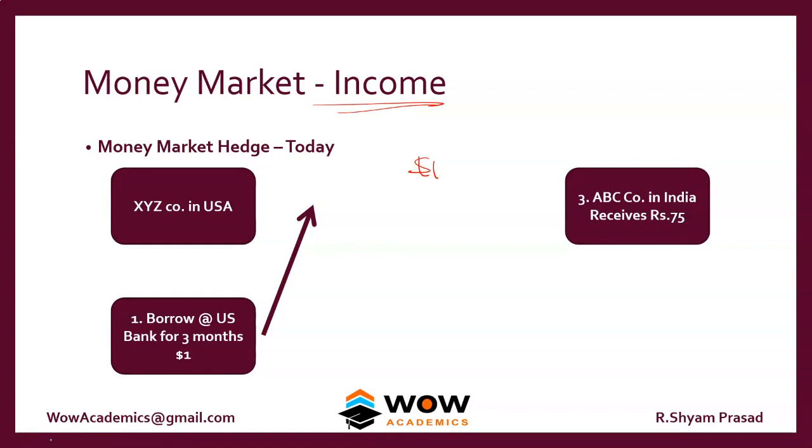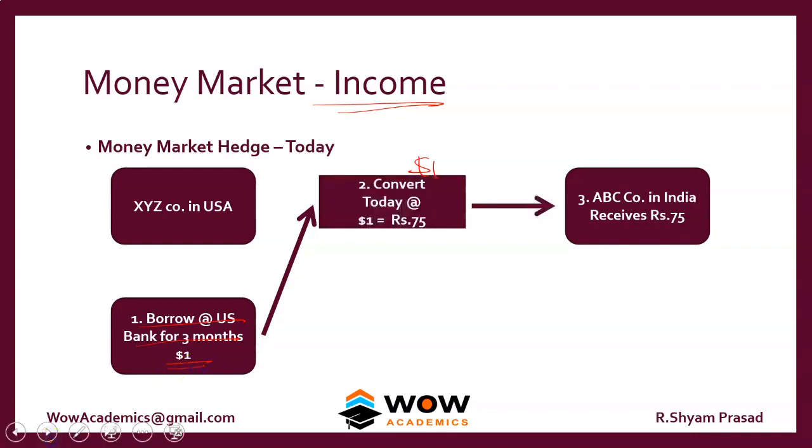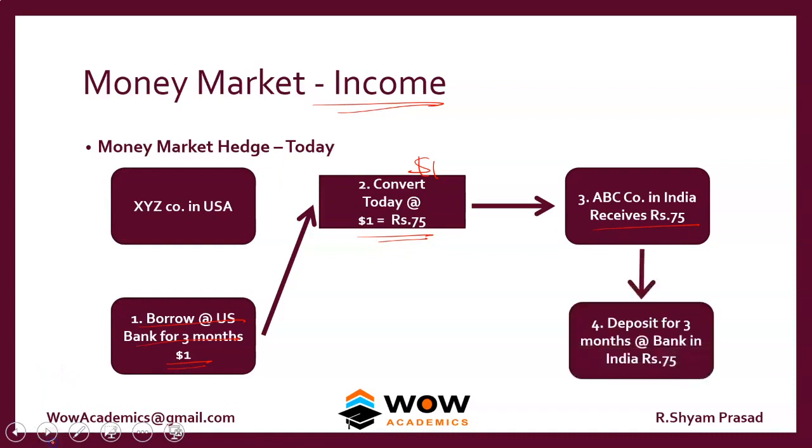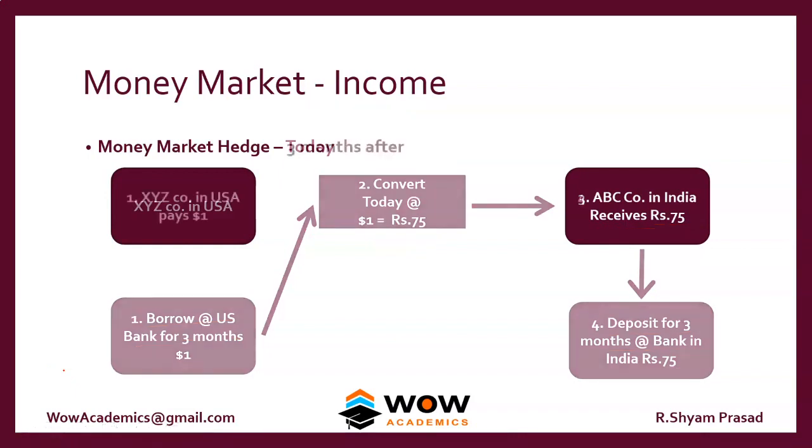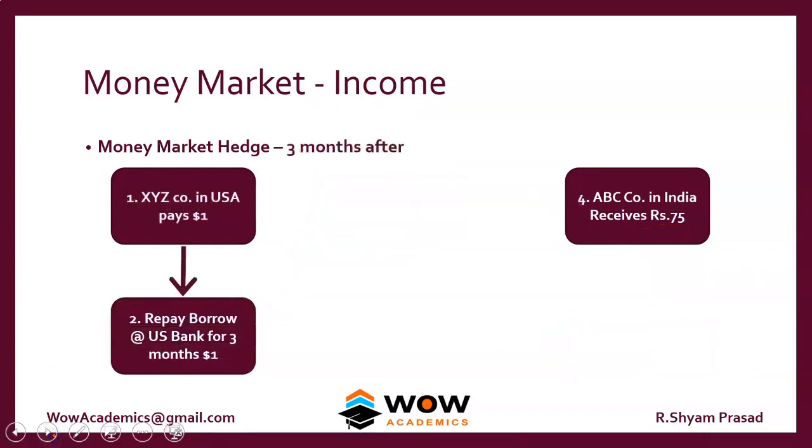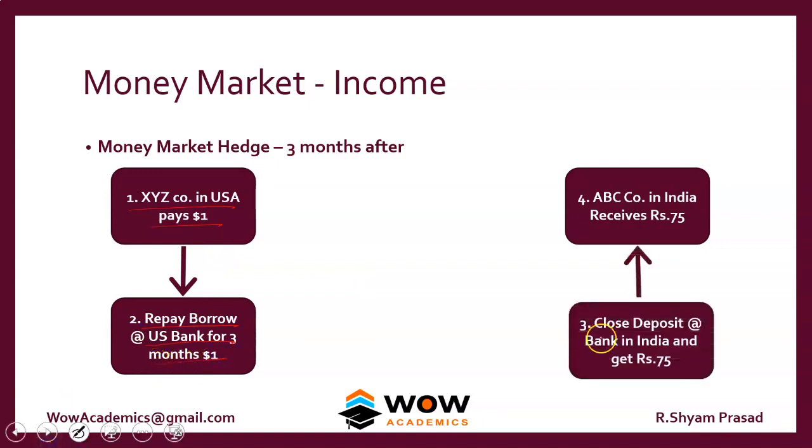So what we do is we go to a US bank and borrow the $1 for 3 months. That $1 is converted today itself at 75 rupees, and the Indian company has received that 75 rupees. This 75 rupees is deposited in an Indian bank for 3 months. After 3 months, the American company pays $1. With that $1, we close the loan that we have taken in the US, and we'll also close the deposit that we have made in India, and we'll get the 75.